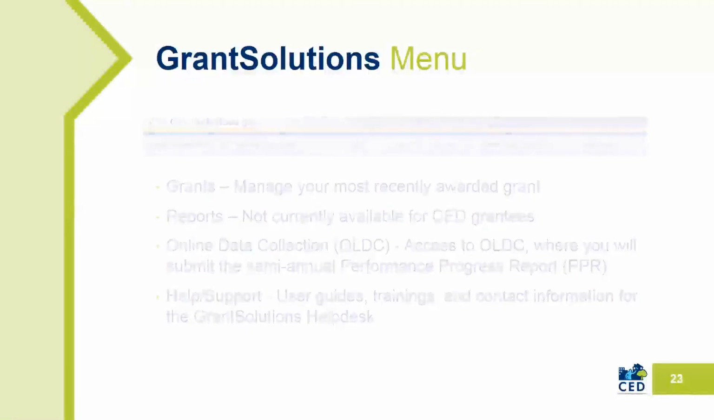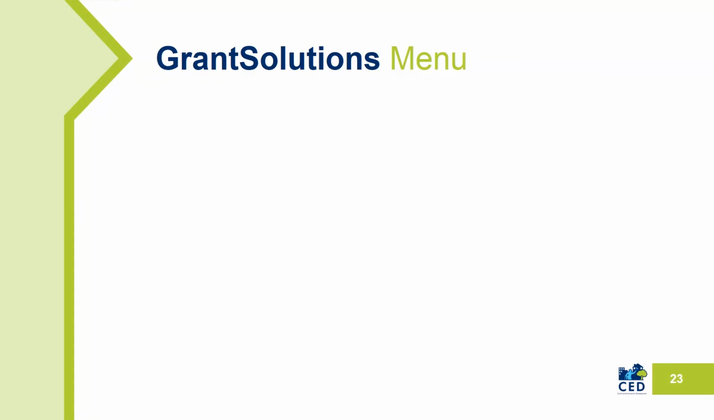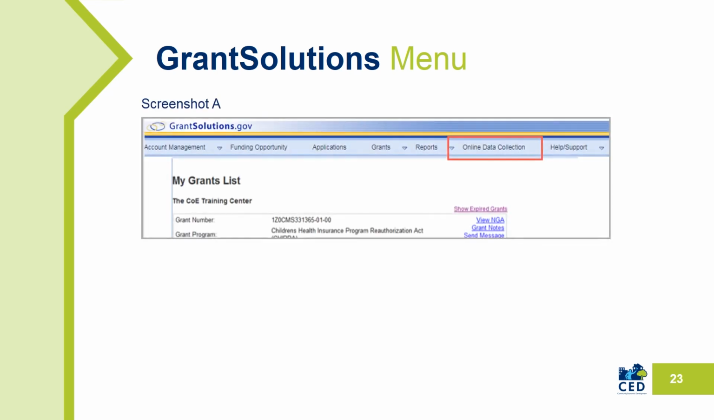You will access online data collection through the GrantSolutions menu. How the OLDC option looks to you within GrantSolutions will be a bit different depending on if you are a new or returning grantee. If you are a returning grantee with an existing GrantSolutions account that you have used to access previous CED grants, you will continue to log into GrantSolutions with your existing account credentials. After logging into the system, you will be taken directly to the GrantSolutions homepage, which will display your My Grant List screen, like we discussed earlier in the presentation.